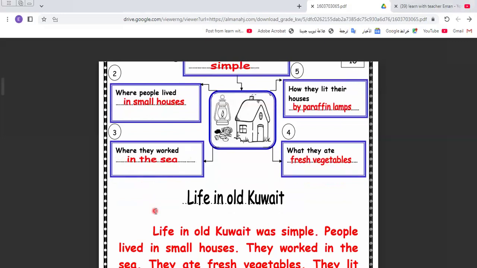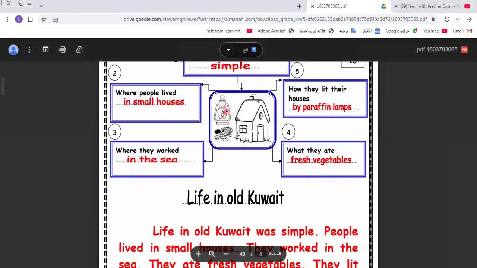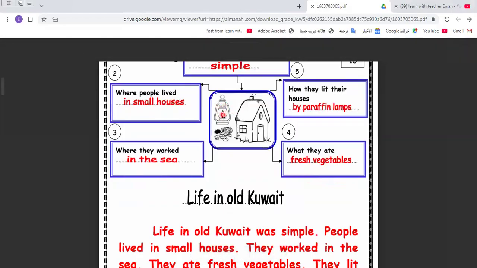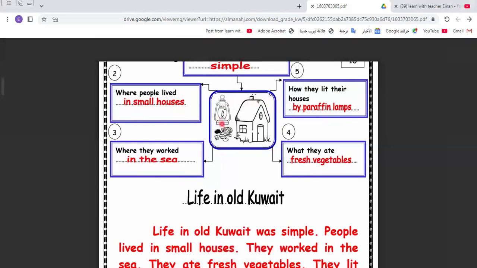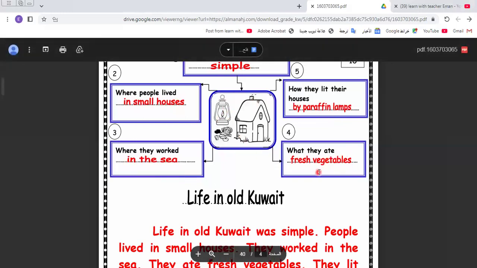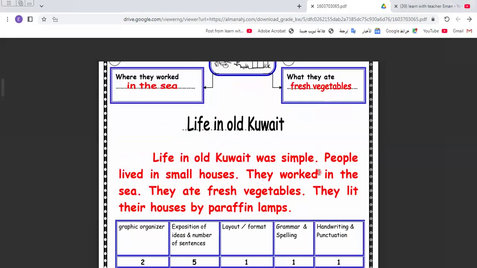So we have a simple life in small houses, and how did they light their houses? By paraffin lamps. This is a paraffin lamp, like the gas lamps in Egypt that people used. So here is the paraffin lamp, as this one. What did they eat? Fresh vegetables. So they grew vegetables to eat.